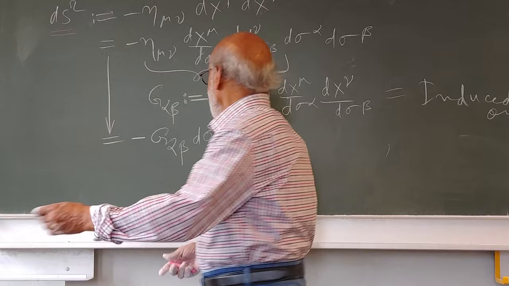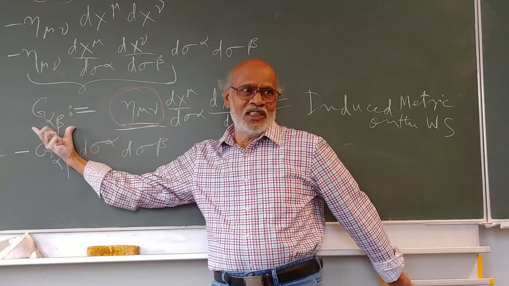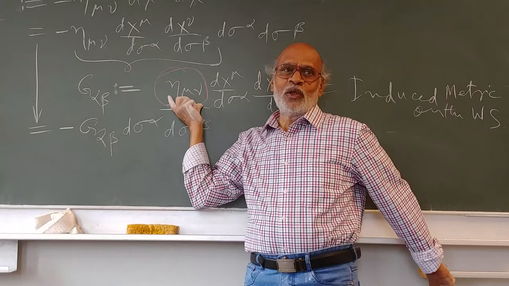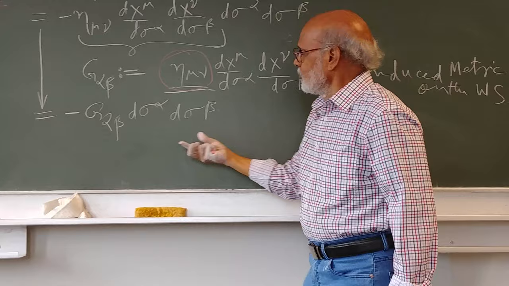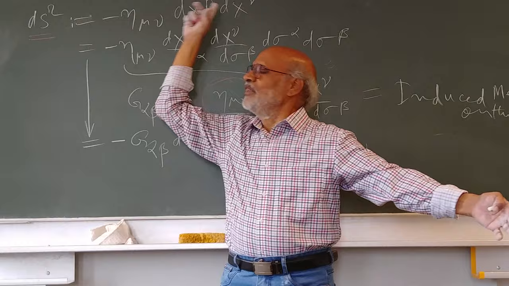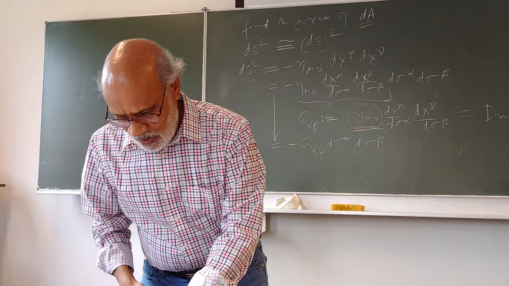And why we call it induced? For this very simple reason, that you have this eta mu nu here. So the definition of this matrix G alpha beta includes by definition eta mu nu, which happens to be the metric of the target space of the space-time manifold. Okay, and in that case, ds square described in this manner measures distances in the target space, and this described in this manner measures distances in the worldsheet space. Okay, very good. That was one important point which I wanted to clarify.